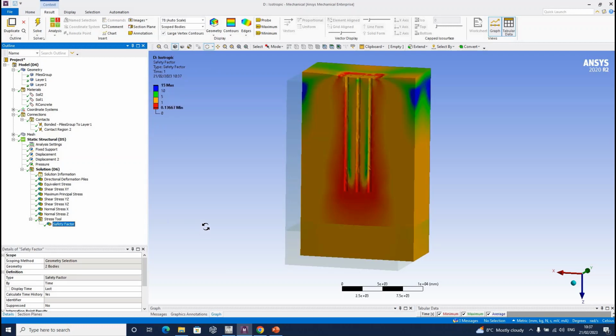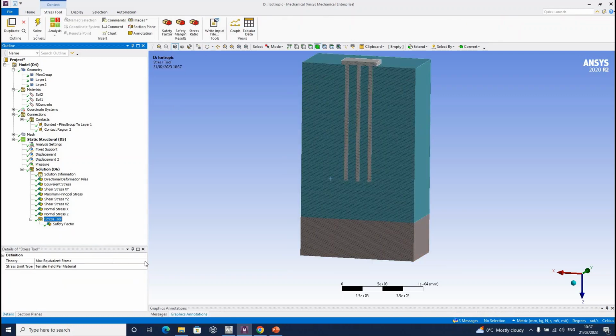So of course the safety factor will depend on the property of your material, so you need to be very careful when you choose the property of your material to have a realistic calculation of this safety factor, for example using the equivalent stress. There are other options in here to calculate the safety factor, for example the maximum shear stress.